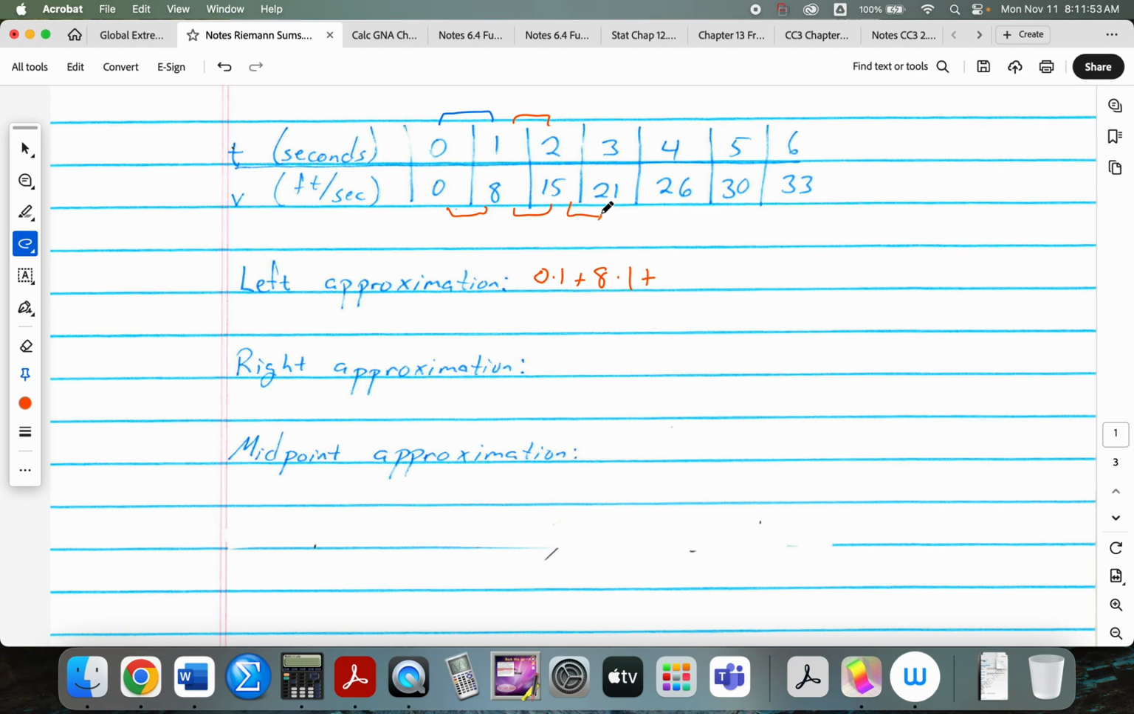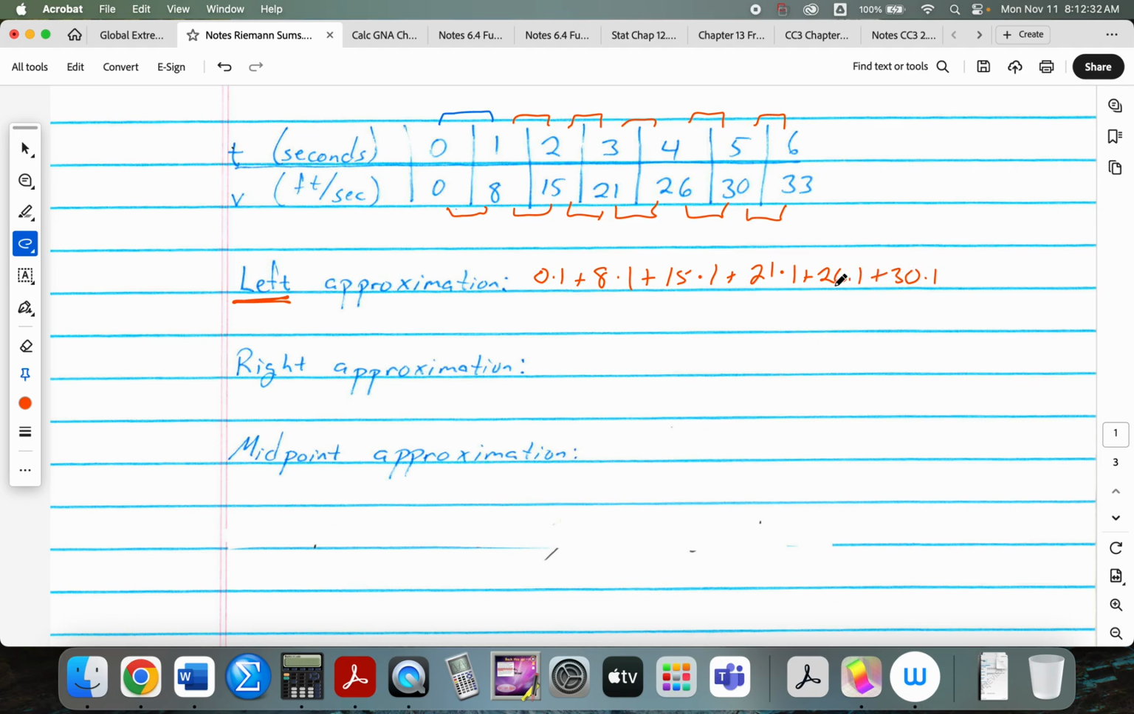On the next subinterval, for that next second, we're going to assume that it's traveling 15 feet per second, then 21 feet per second, then 26 feet per second for 1 second, and then 30 feet per second for the last second. Occasionally students get confused. They ask, why don't we ever use that far right number? Because it's a left approximation. We're never going to use that very last one in a left approximation.